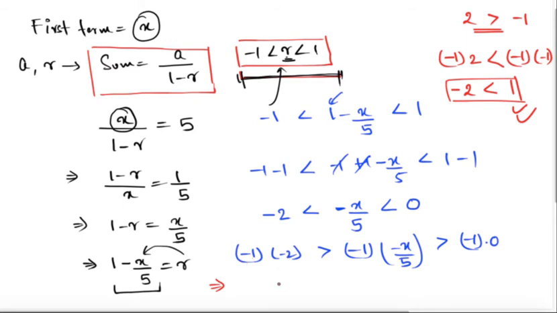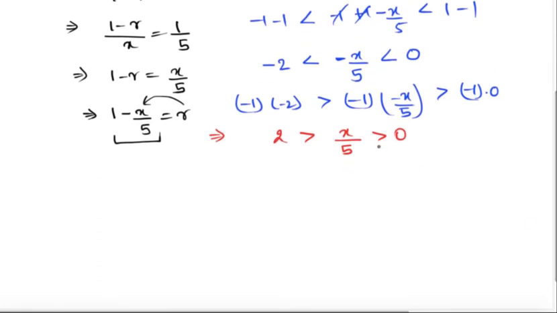Negative 1 times negative 2 is 2, greater than x upon 5, greater than 0. Negative 1 times 0 is 0. Now this is x upon 5, so I need only the value of x. So let me multiply with 5 throughout. 5 multiplied by 2, 5 multiplied by x upon 5, and 0 multiplied by 5. So 5 times 2 is 10, greater than this, which becomes just x, greater than 0.